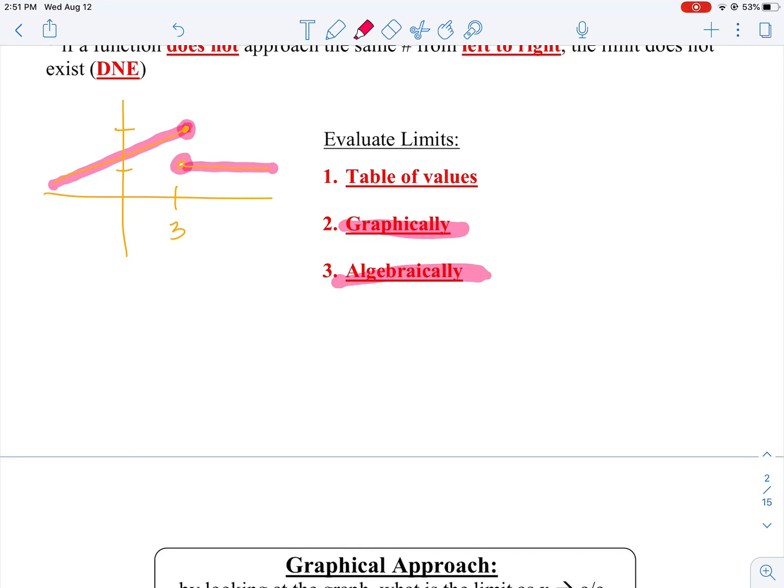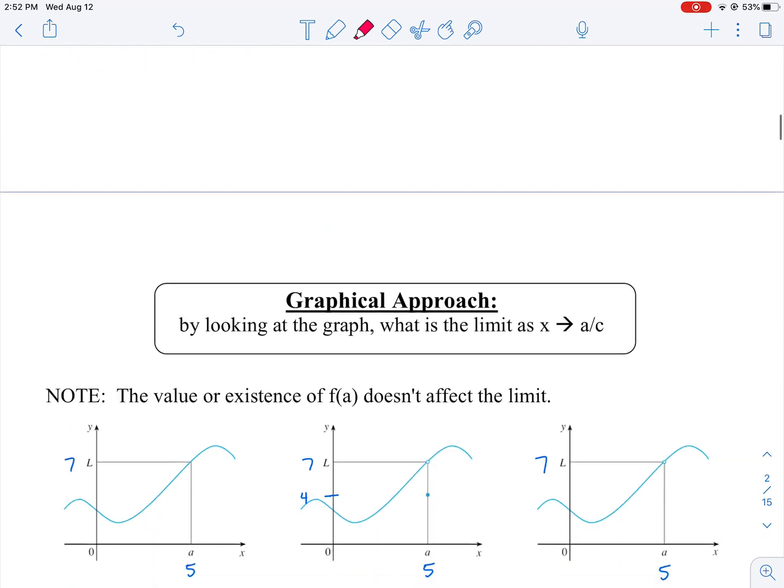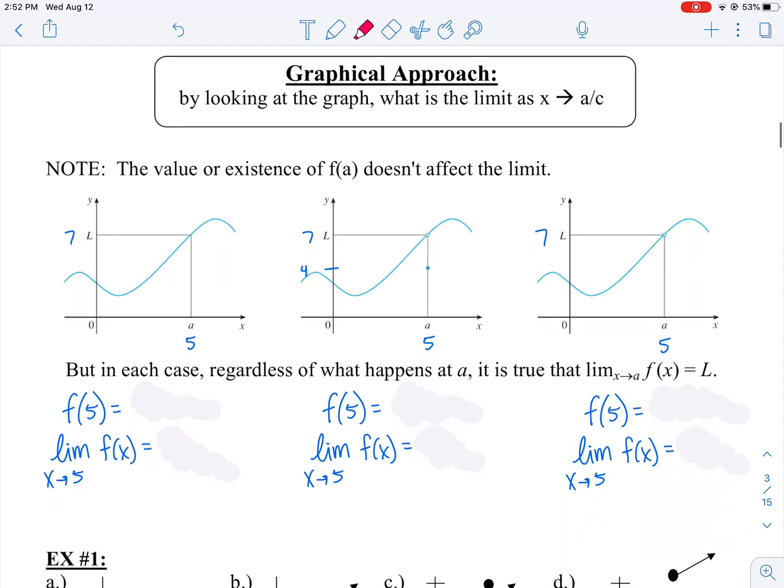We just don't use that technique as often because it's not as efficient. You can imagine we're plugging and chugging, plugging in a whole bunch of numbers, and it takes a while. But we will do an example of all 3. Let's quickly do an example of a graphing approach, and then I'll have you try some problems.